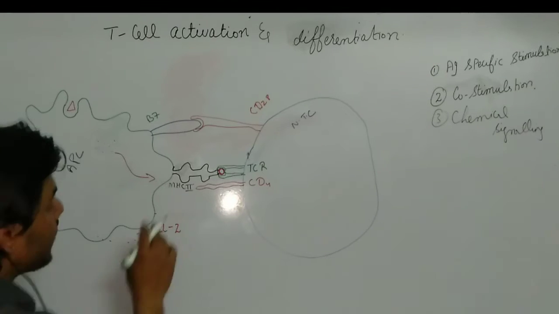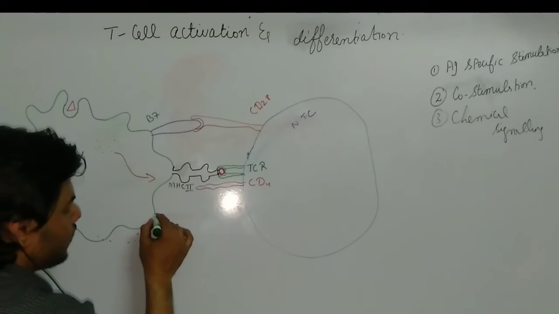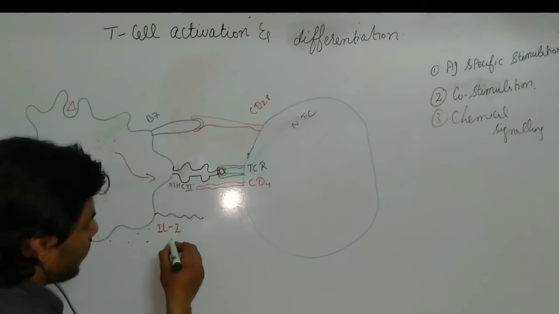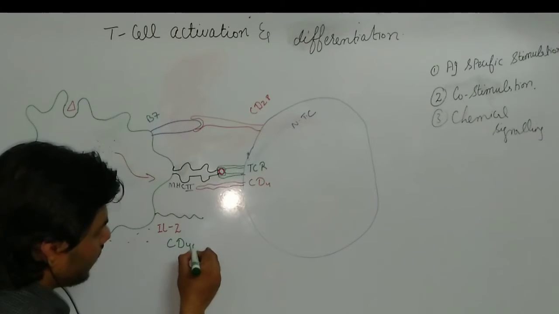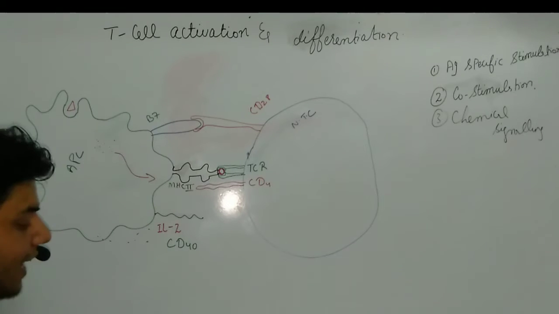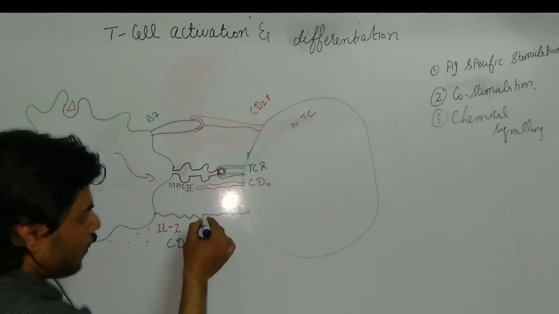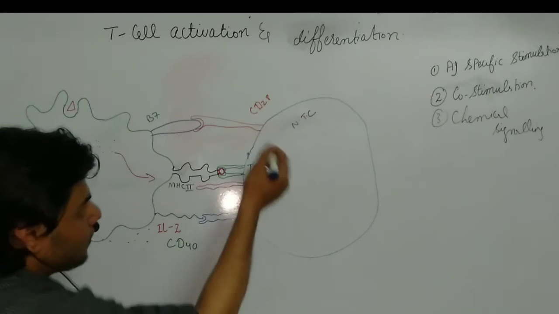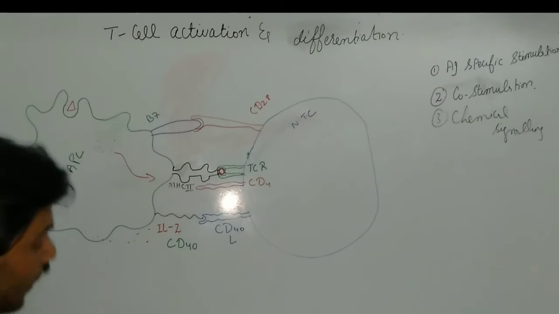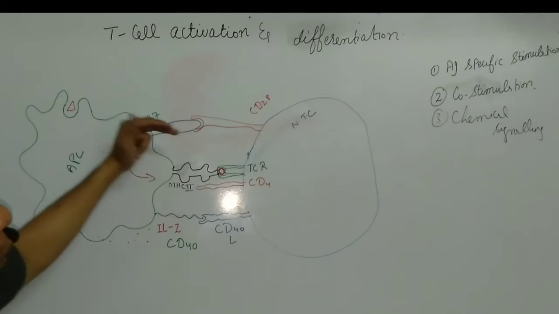Now the next co-receptor, let's suppose this is the next co-receptor. This co-receptor is called CD40, and it will be recognized by the CD40 ligand, which is extended from this T cell. So this is actually the CD40 ligand. Okay, let me once again tell you what happened after that.